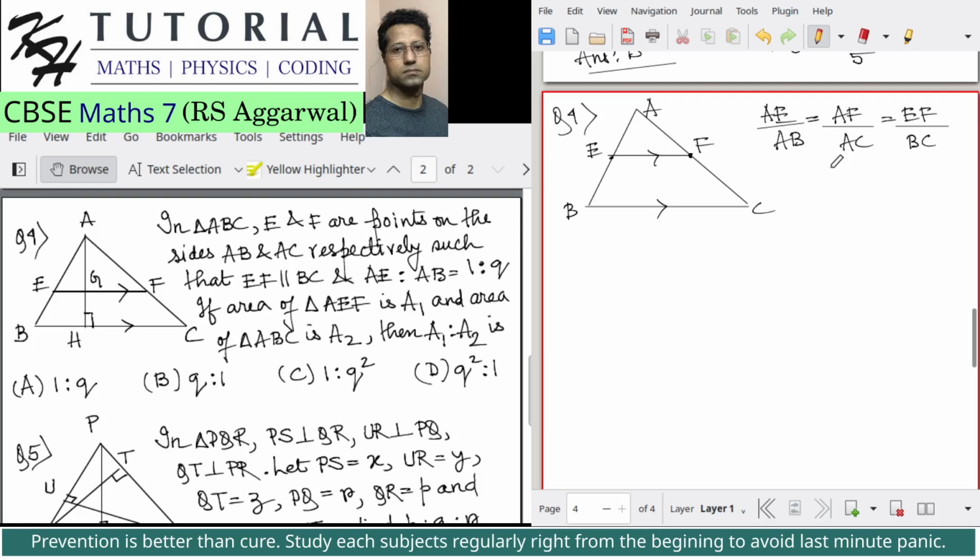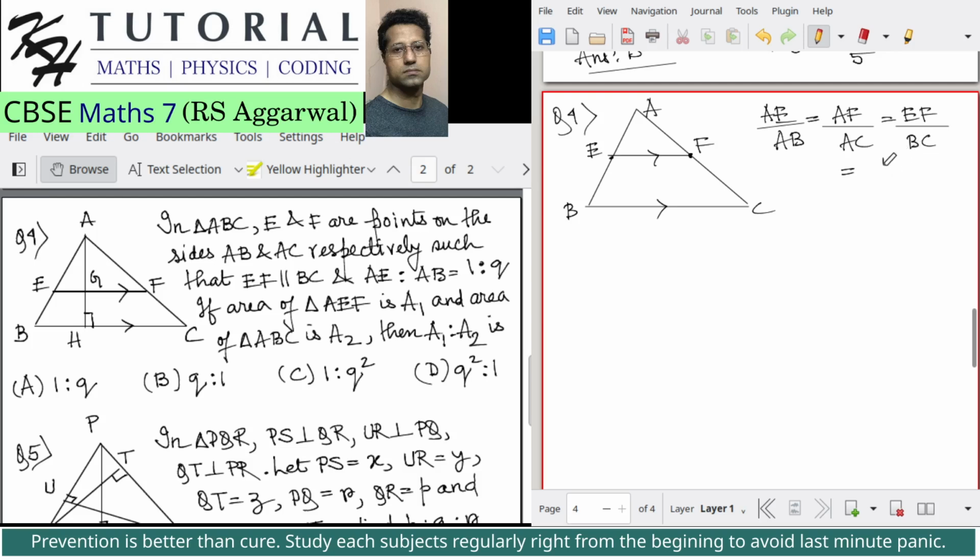So always remember this concept: whenever you have a triangle ABC and you draw a line segment EF, where E and F are points on the sides AB and AC, and EF is parallel to the side BC, then this line segment EF will divide the sides AB and AC proportionally. That is, we will have AE by AB equal to AF by AC, which is equal to EF by BC.